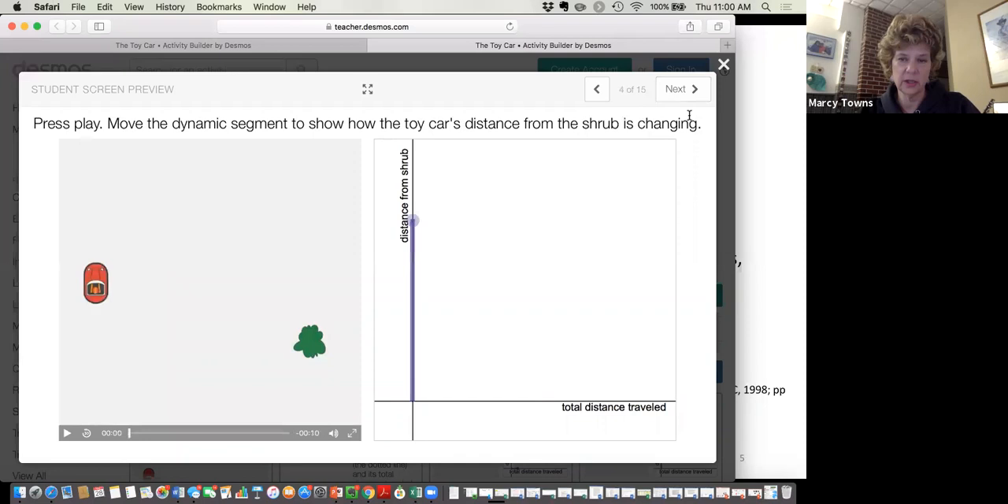Now, what we're going to do, ooh, this one's a little tougher. We've got to think about, as this car moves, how does the distance from the shrub change? So I'm not going to move it on the first try. I'm just going to run it and let you think about it.